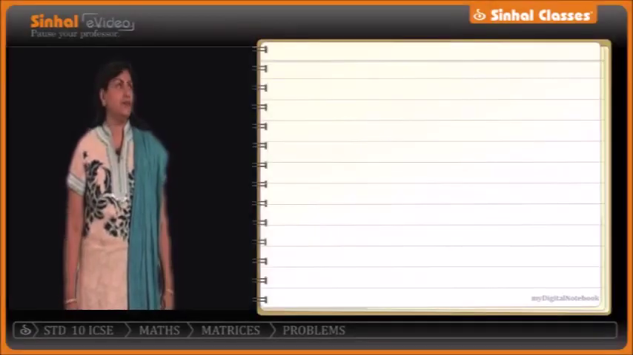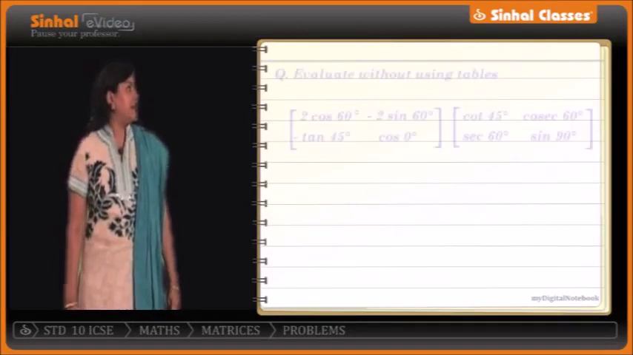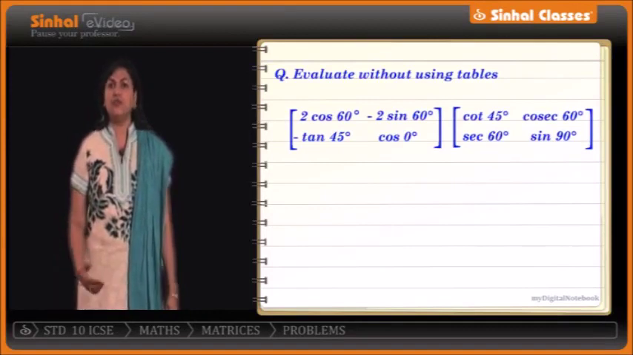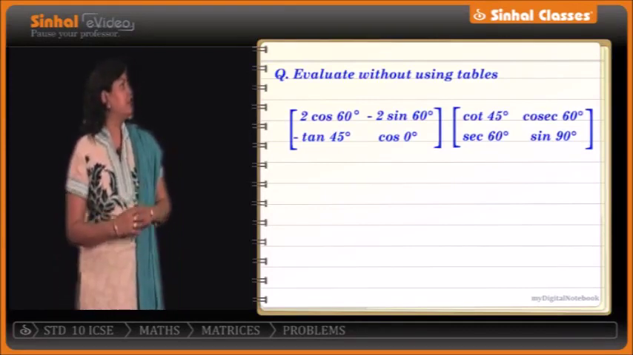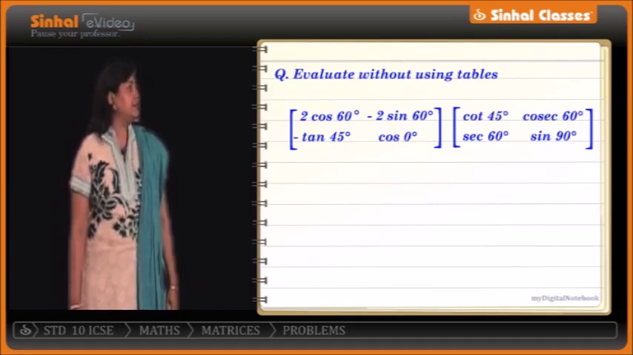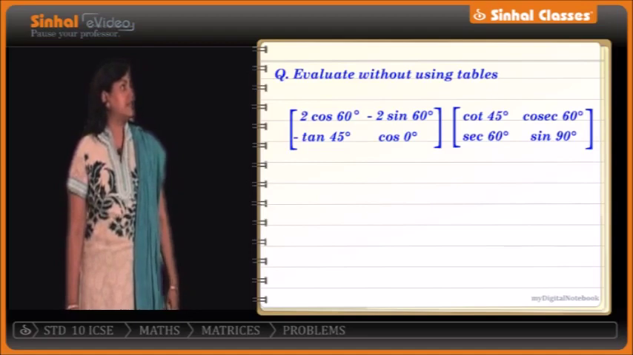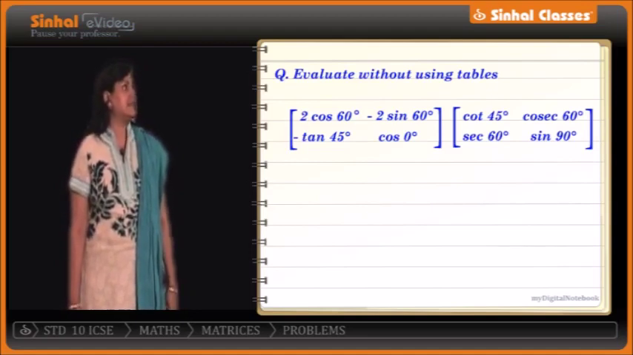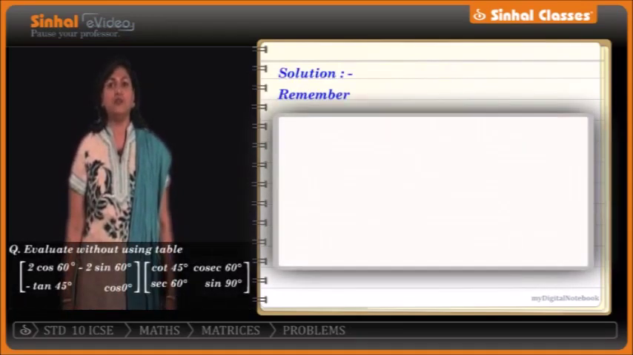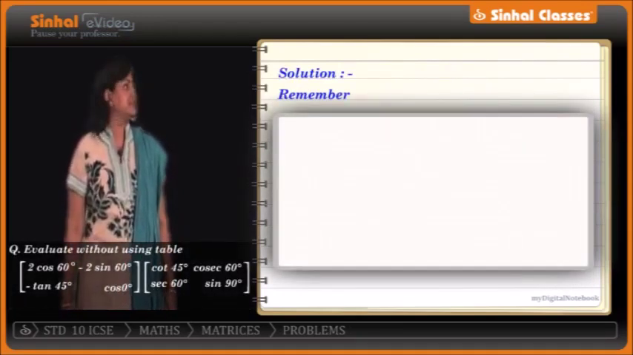Now to the next problem. Here we want to evaluate without using tables. Evaluate means to find the value of. We are given two matrices: [2 cos 60 degrees, -2 sin 60; -tan 45, cos 0] and the second matrix as [cot 45, cosec 60; sec 60, sin 90]. Now, do you remember the trigonometric values of these special angles?